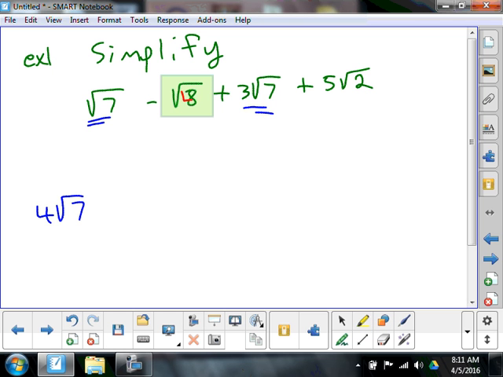Isn't 8 really 4 times 2? And the square root of 4 is 2, so a 2 pops out, so that's really minus 2 times the square root of whatever's left. If a 2 pops out, the other 2 stays under.